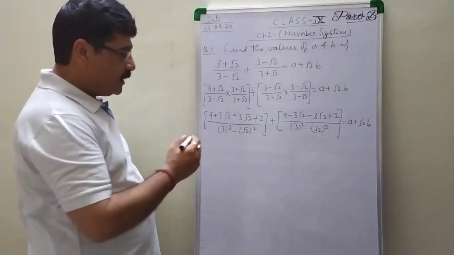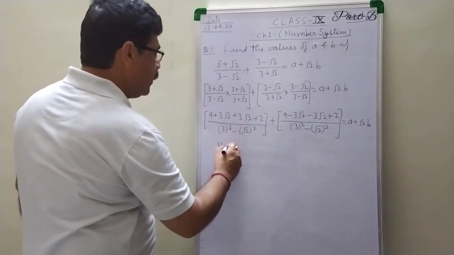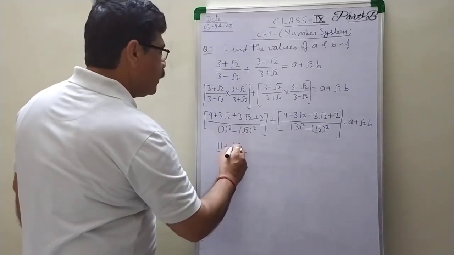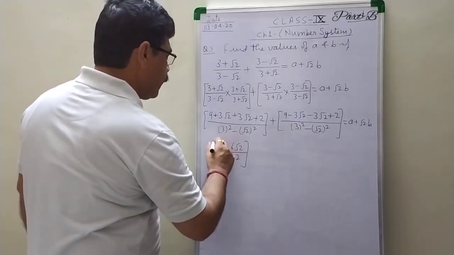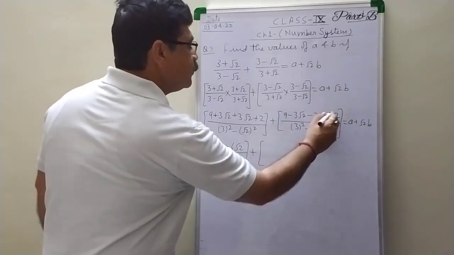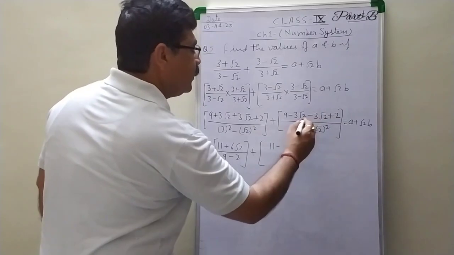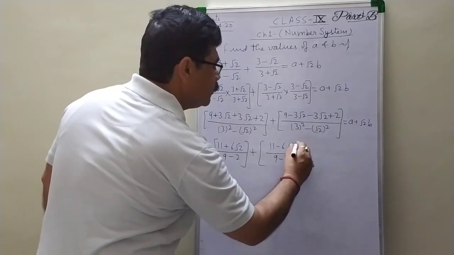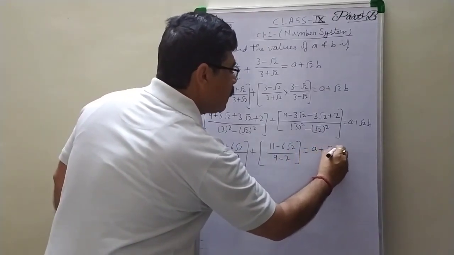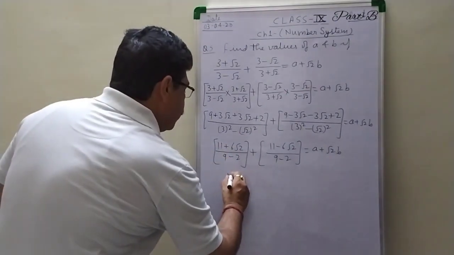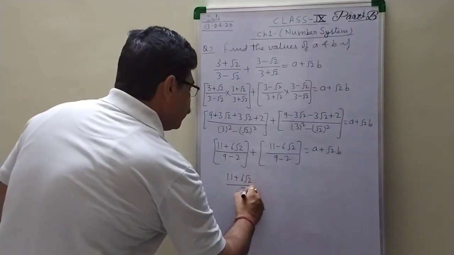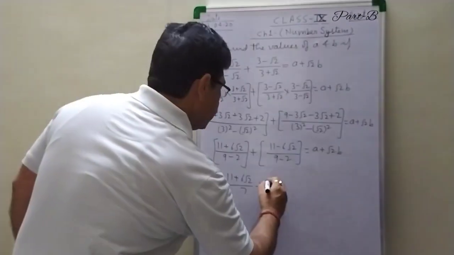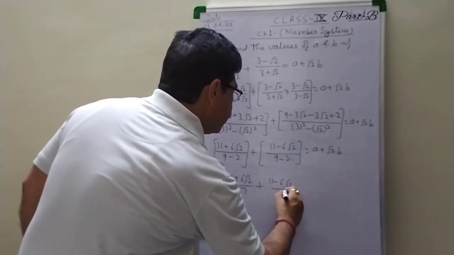On solving more we get 9 plus 2 is 11. 3 root 2 plus 3 root 2 is 6 root 2. 3 square is 9 and root 2 square is 2. In this bracket, 9 plus 2 is 11. Minus 3 root 2 minus 3 root 2 is minus 6 root 2. 3 square is 9 and root 2 square is 2. The right side will be the same. Now we open the bracket. So this is (11 plus 6 root 2) upon 7. Similarly here, (11 minus 6 root 2) upon 7.